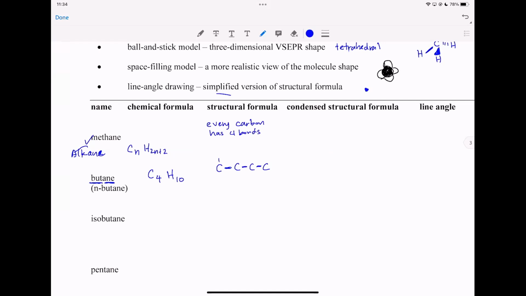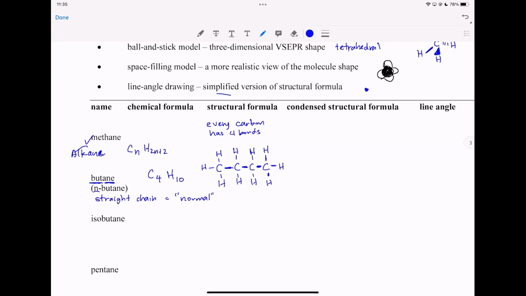So let's make those bonds: 1, 2, 3 are added to the one on the left. And then 1, 2 to each of those center carbons, because each carbon in the center has 2 bonds to other carbons. And then this last carbon on the right, you're going to need to add 3 hydrogens. Okay, so this is going to be the normal version, or the straight chain, which is called the normal version. And that's why it has N-butane as the name.